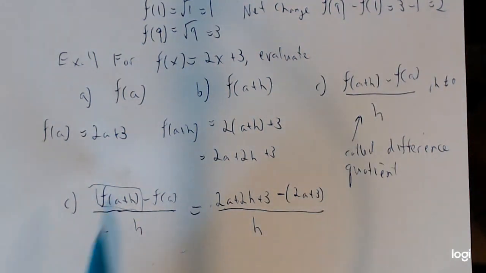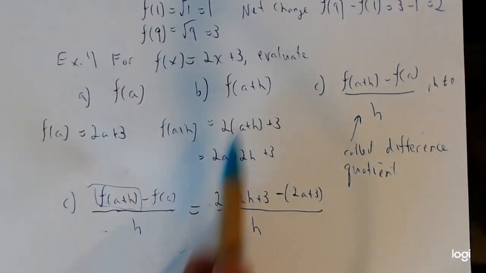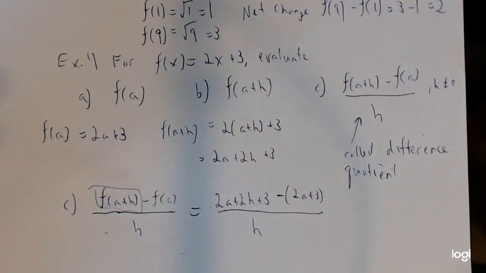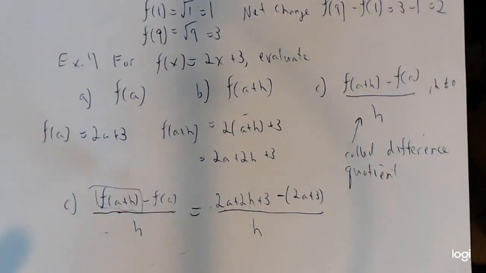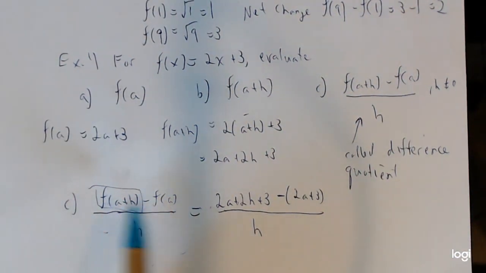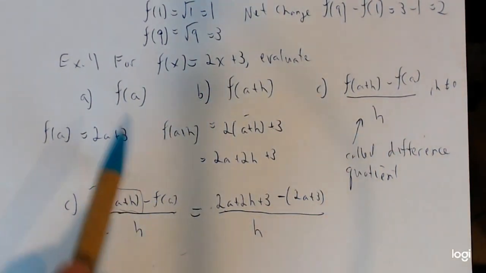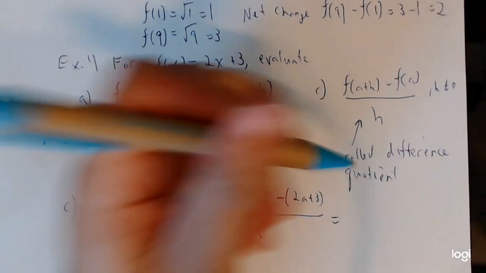If you look from here to here, what did I do? I just replaced f of a plus h and f of a with my function and what I did in parts A and B. In other words, if we weren't asked to do parts A and B and were asked to do part C first, we would have to do f of a plus h and f of a anyway to be able to go further. Whether we were asked parts A and B or not, we're still going to have to do that. So let's simplify this now.